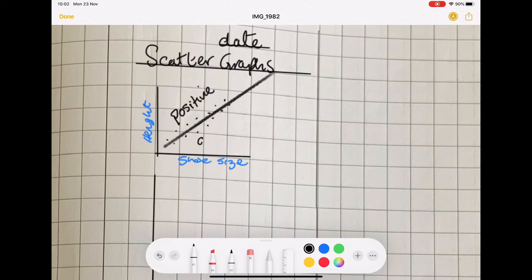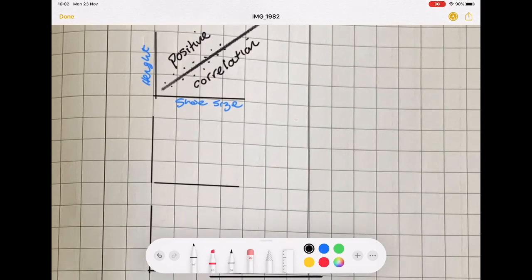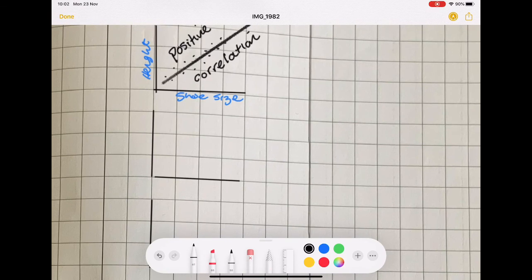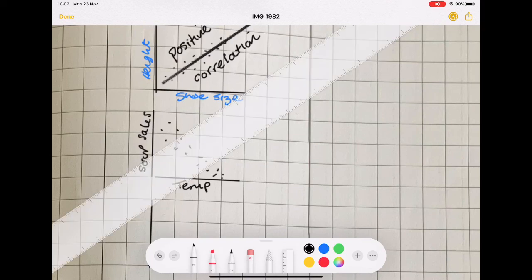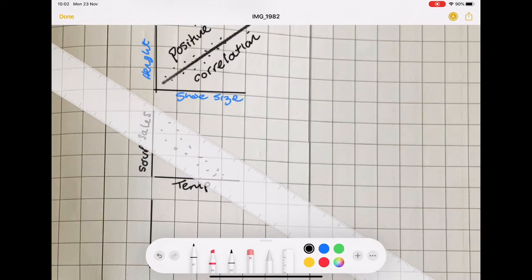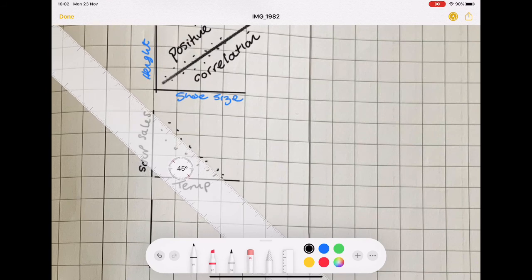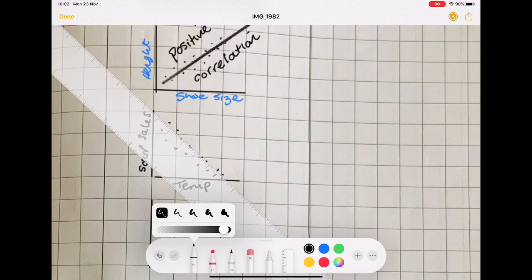And correlation is spelt like this. Make sure you get your spellings correct, please. So the second one I'm going to show you is going to have a negative correlation. Points, just putting the points on in this direction, going from the top left down to the bottom right. I'm just going to place my ruler in between there, in between both sets of data.